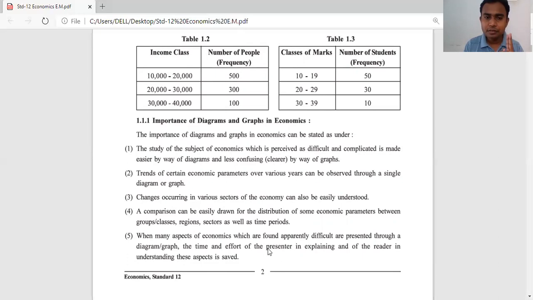Both the person who is presenting the information, his time is saved, and the one who is reading the information, his time is also saved, because just by seeing the graph, the data, the diagram, we can understand what information it is trying to give. Time is saved.